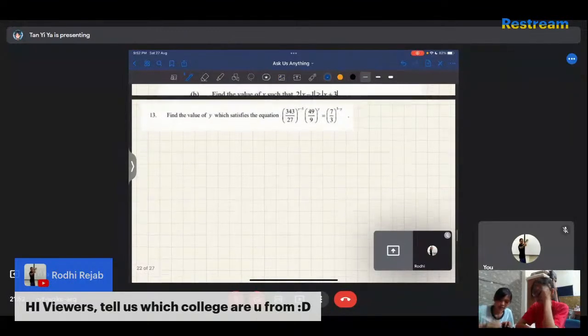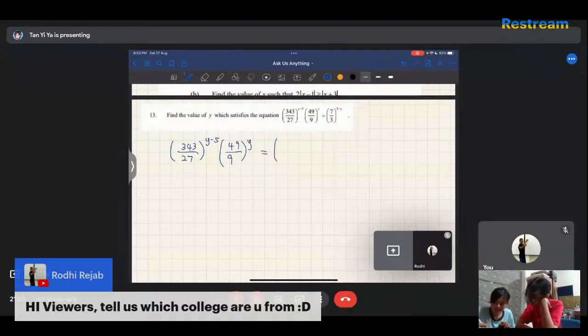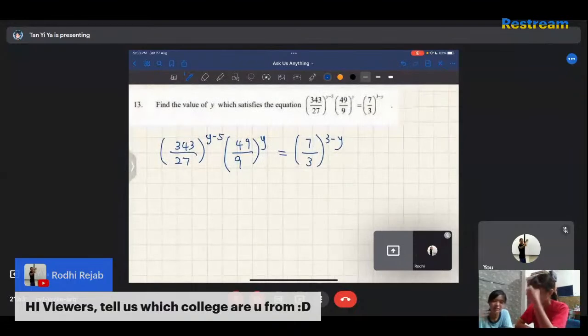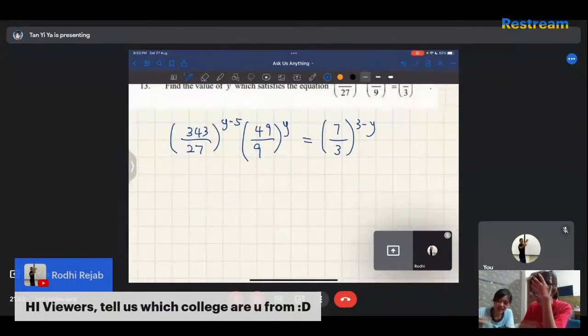For number 13, you can see it looks like a mess, and actually it is not. I will show you why. When we look at this question, or you don't know how to start, you look at the similarities between these. As we know, it looks suspicious, right?